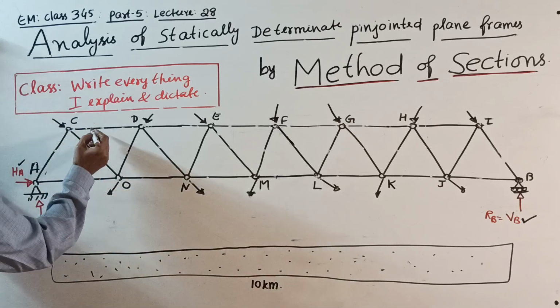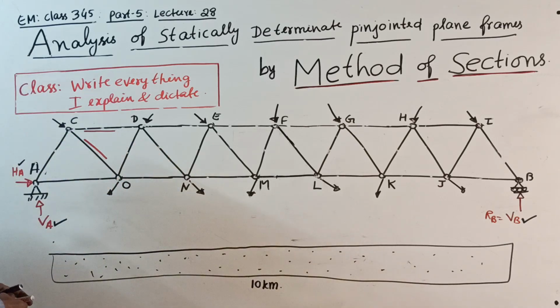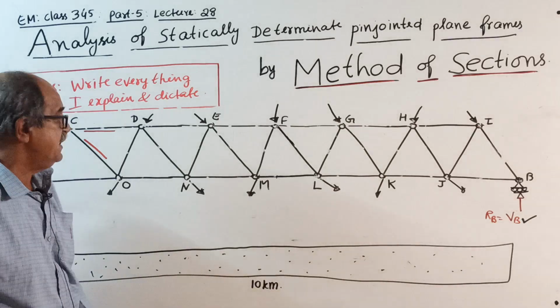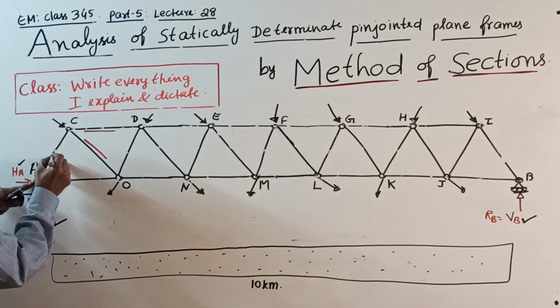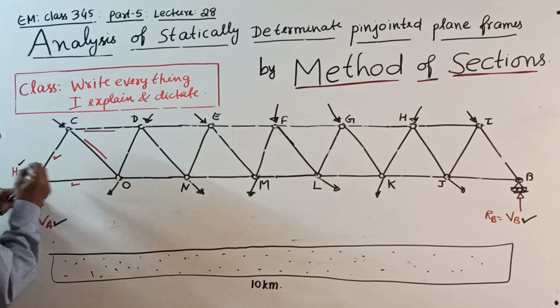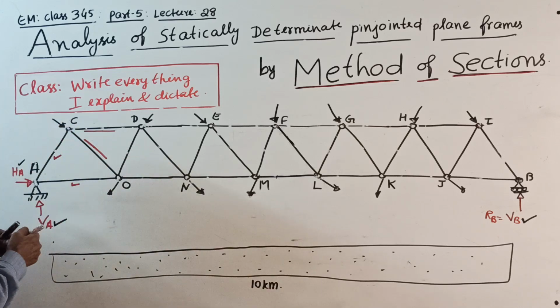Suppose force in this member required and force in this member required. You can go to method of joint. Start from A. When you come to A, you get force in this member, force in this member. Then go to joint C, you get these two forces. Okay, then or.